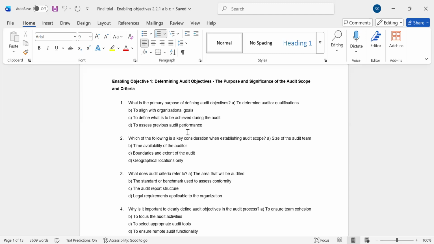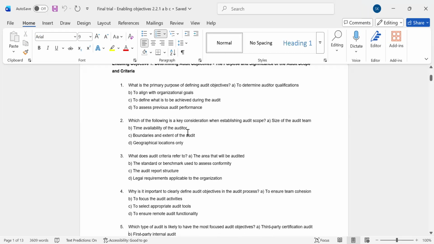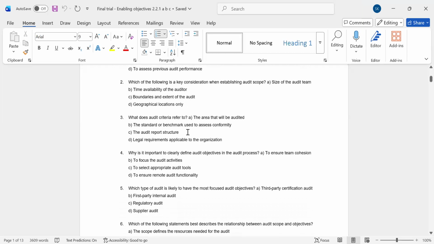C, to define what is to be achieved during the audit. Yes, sir. It's C. Anybody else? Any other answer than C? No, sir. Right, good. Second question.